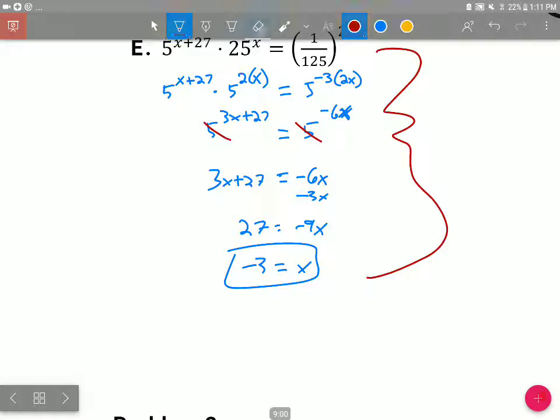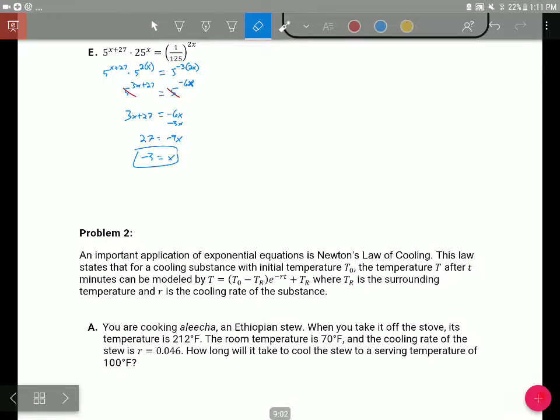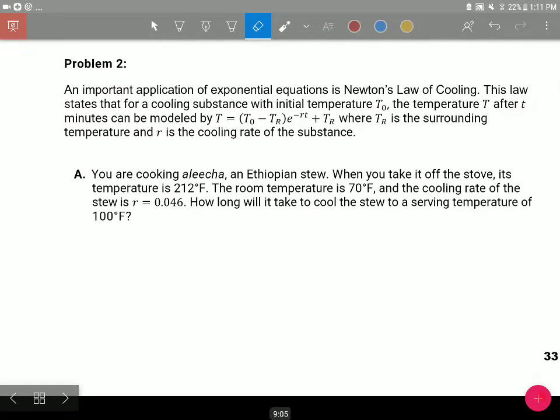Slide down. Word problems for these things, again, we're not going to make you build these. What we're probably going to do, it's a lot like a science class. We'll give you an equation, we'll give you numbers to plug in, and you just plug them in and solve for what's missing. Okay? So an important application of exponential equations is Newton's law of cooling. This law states that a cooling substance with an initial temperature of T sub 0, the temperature T after t minutes can be modeled by this formula, where T sub R is the surrounding temperature.